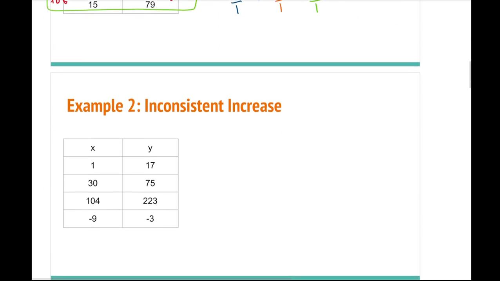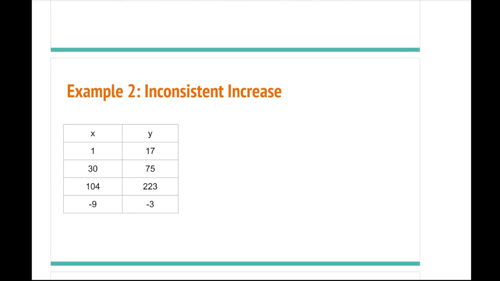Let's look at another example. 1, 30, 104, negative 9. And then 17, 75, 223, and negative 3. Again, if it helps, think of position number or number of tiles. We want to figure out what the equation is. We can see clearly that we are not given a consistent increase based on the values that we have. So we are going to have to do some work.